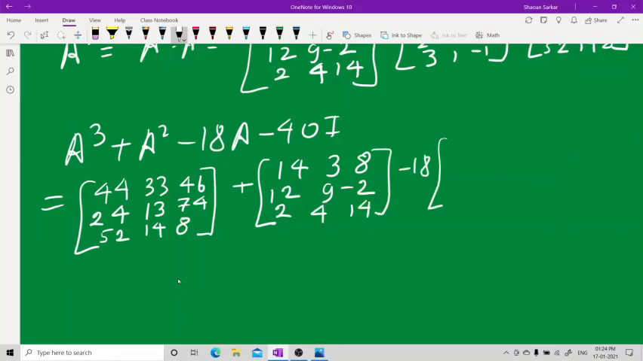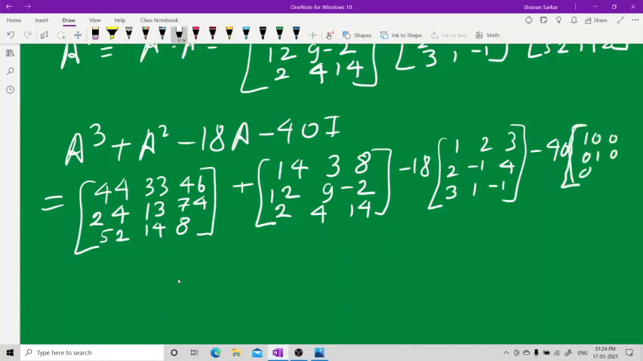The original matrix, 1, 2, 3, 2, minus 1, 4, and then you have 3, 1, minus 1. And then you have minus 40 into the identity matrix, the identity matrix 1, 0, 0, 0, 1, 0, 0, 0, 1. Now you will do the component-wise addition.